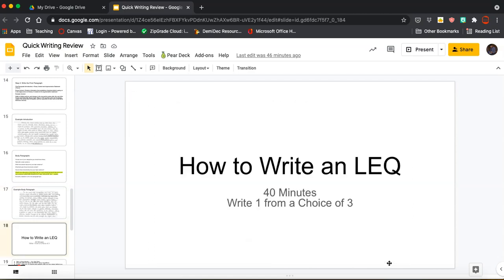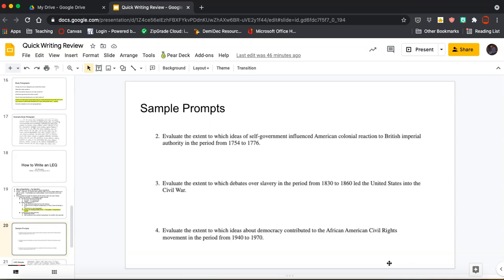Okay. How to write an LEQ. The last one. You have to write 1 LEQ. You'll have a choice of 3. So this is what you'll see. You'll see 3 different prompts. All the prompts deal with the same historical thinking skill, but they're different content.